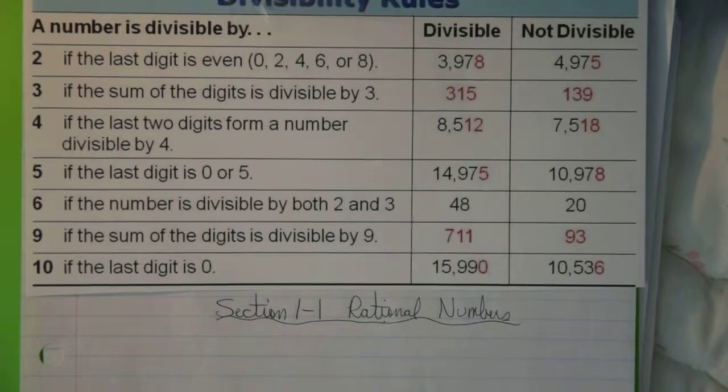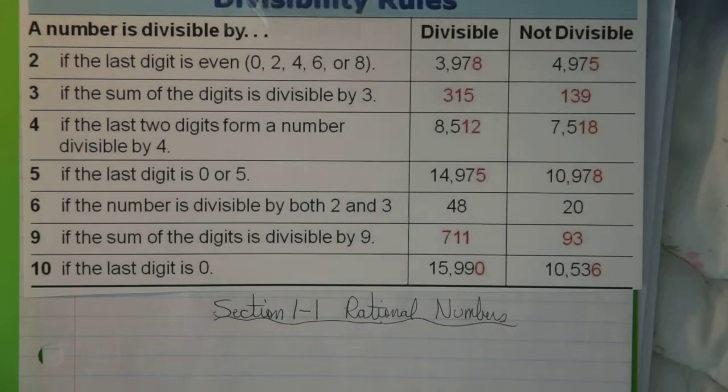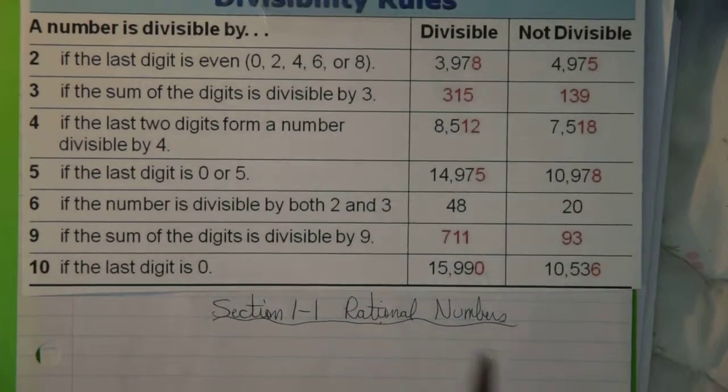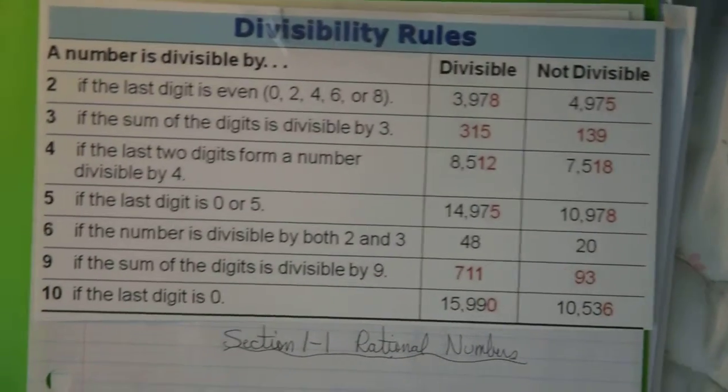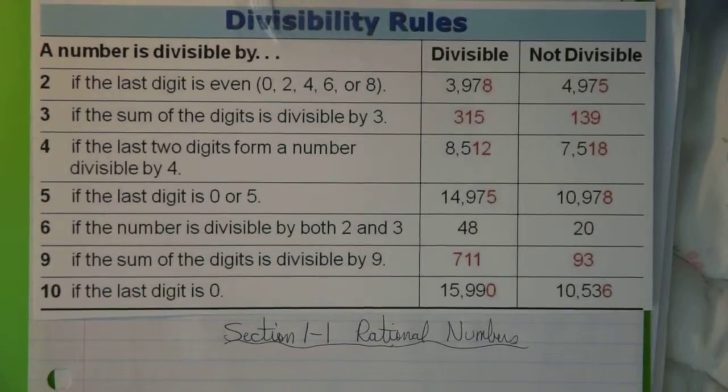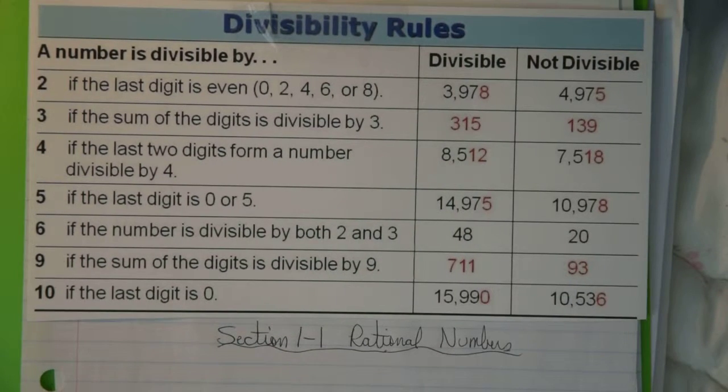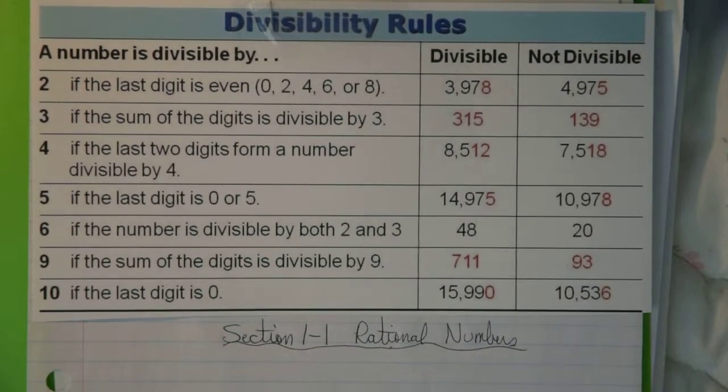All right, section 1.1 is all about rational numbers. But a couple things before we start with that. You should have a copy of the divisibility rules at the top of your notes. So this should be in your spiral. If you don't have it for some reason, then it's online. You can just Google divisibility rules and it's in there.